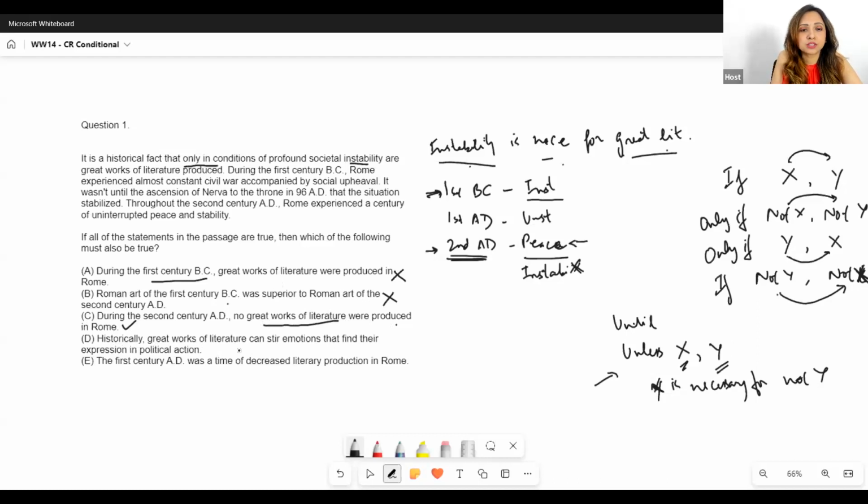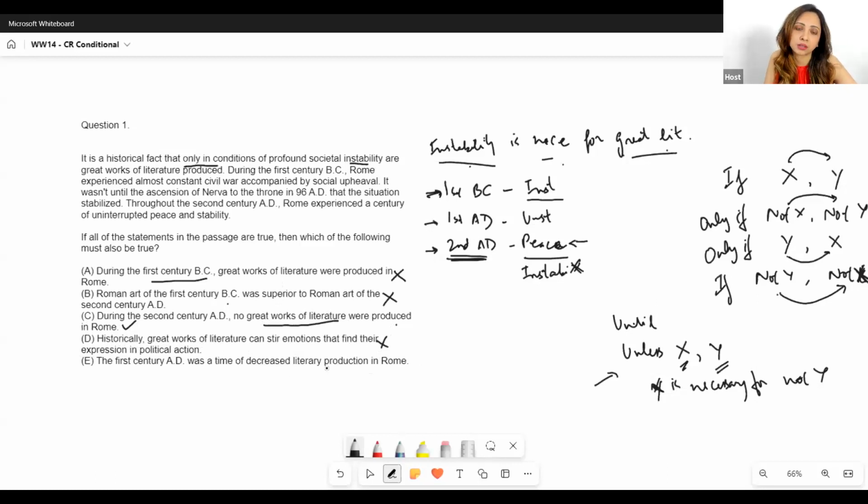Historically, great works of literature can stir emotions that find their expression in political action. Okay, this is out of scope, right? It has nothing to do with our argument. Leave it. The first century AD was a time of decreased literary production in Rome.